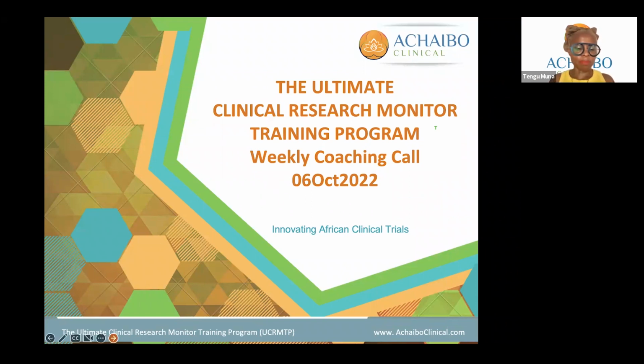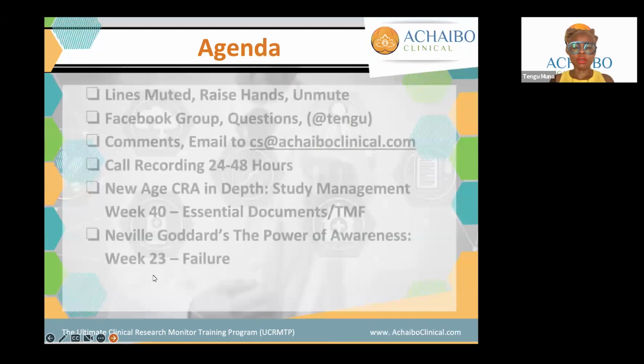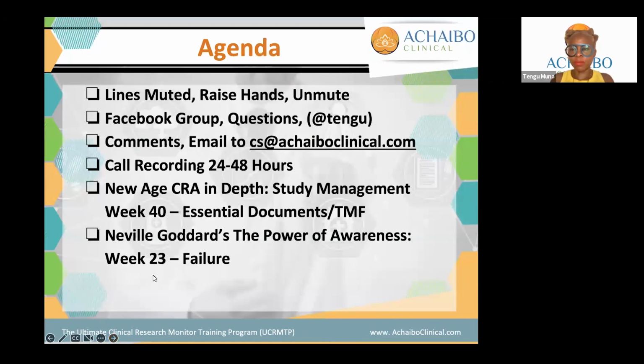So moving right on. We are going to be talking about essential documents. These are the documents that are the foundation for clinical trials, right? So we get patient-related data, and then, of course, we get all these documents: the protocol, the lab manuals, the standard operating procedures, the standard operations manual, logs, lab certificates, all those things that ensure that the trial is being conducted according to ICH GCPs and regulatory laws. Then we're going to talk about navigators, the power of awareness. We're going to talk about failure today, a really good topic, okay?